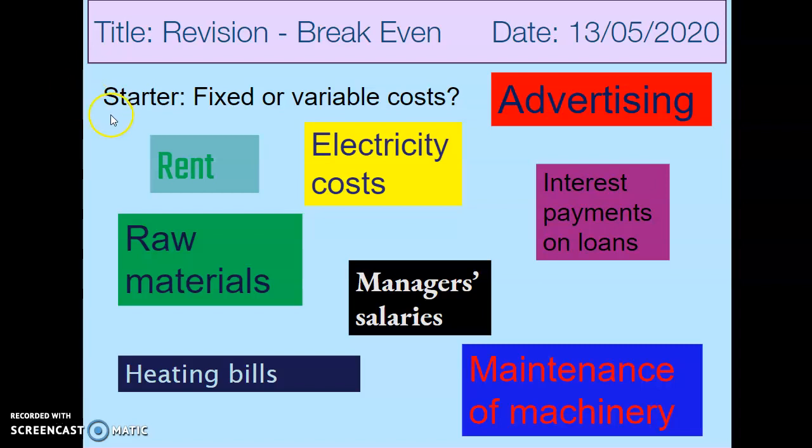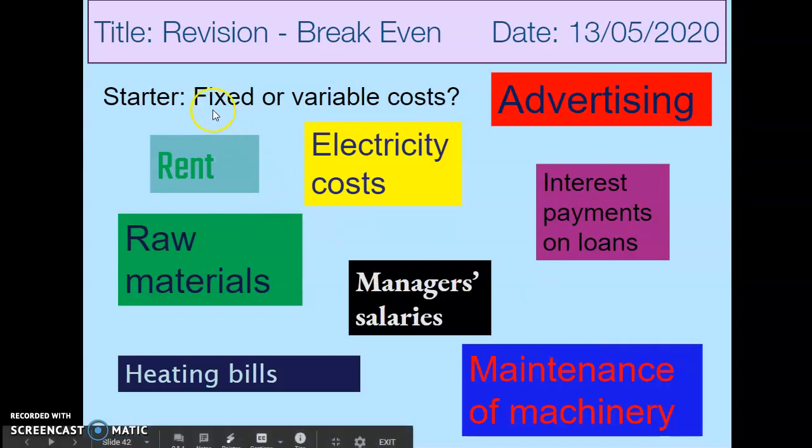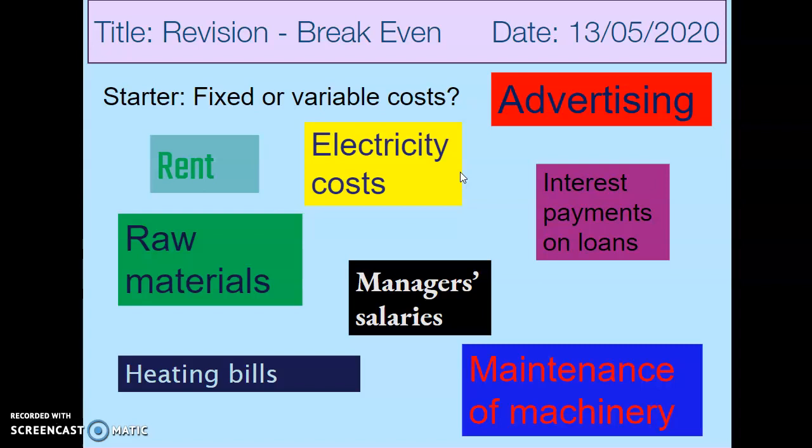So if you could please start with this starting activity. Categorize which of these are fixed costs and which are variable costs. I know you're probably completely used to this by now and bored of it, but I think it's always good to practice until you're able to do this with your eyes closed: categorizing fixed and variable costs. So please stop the video now for a second and complete this in your books. Thank you.